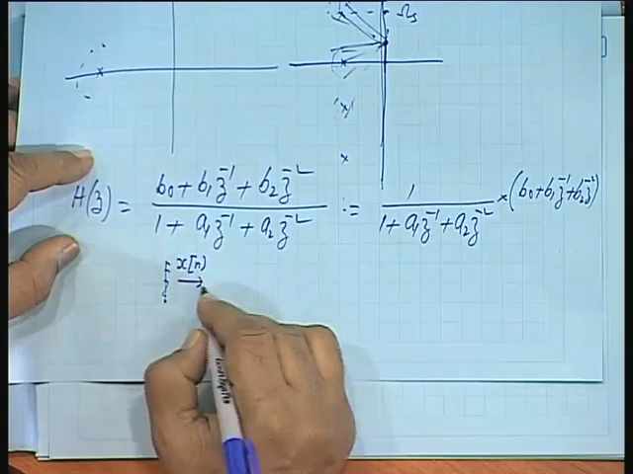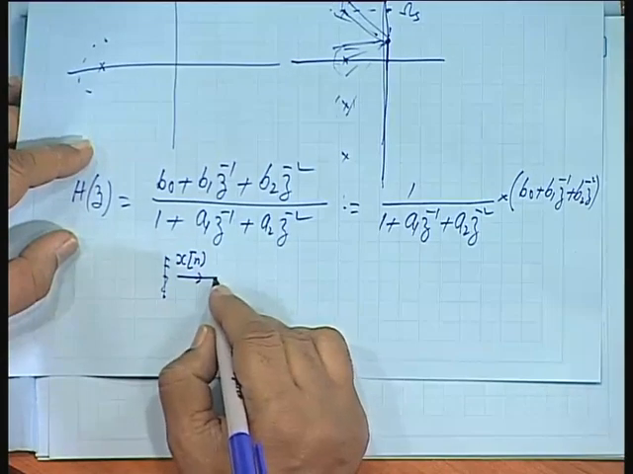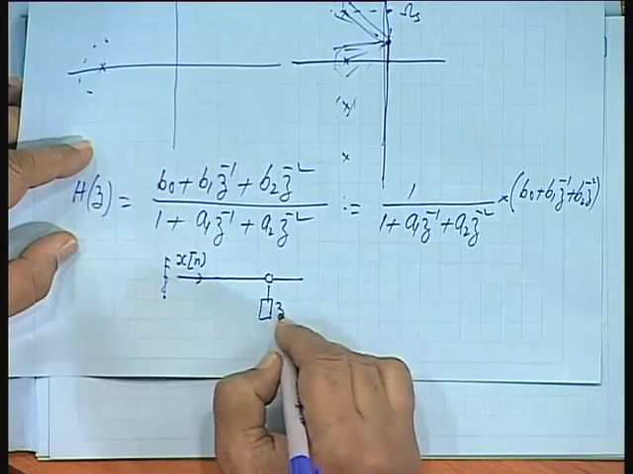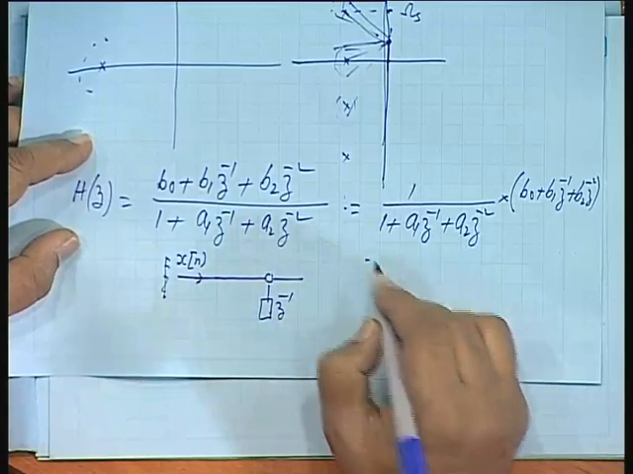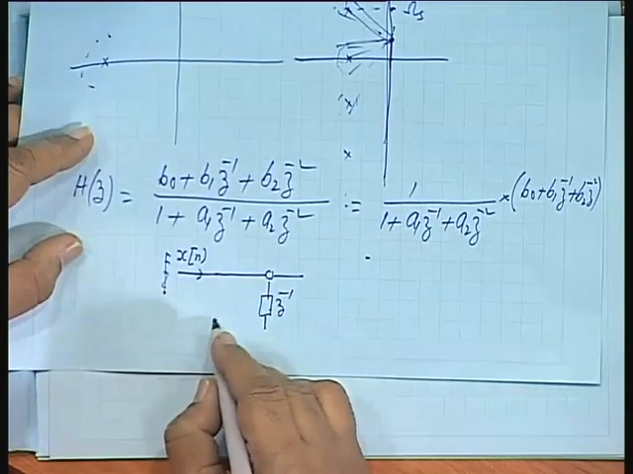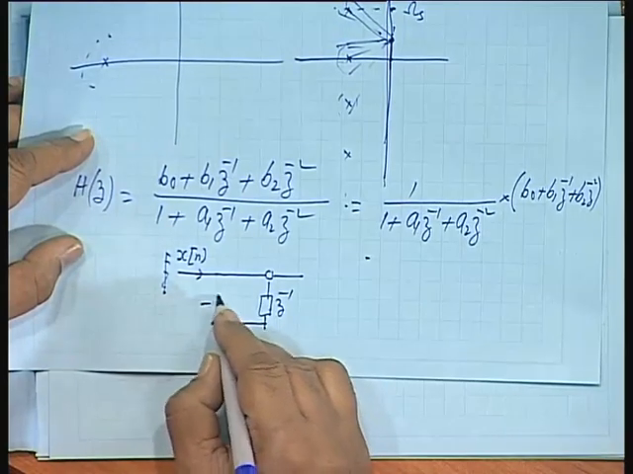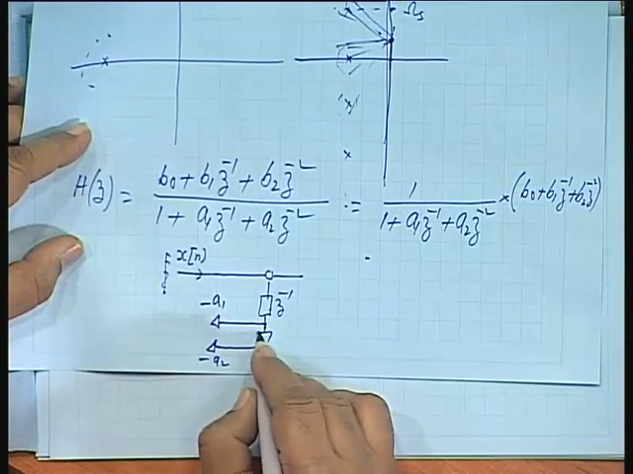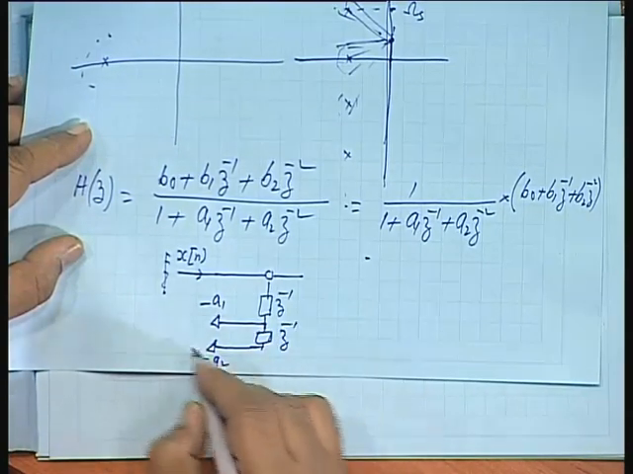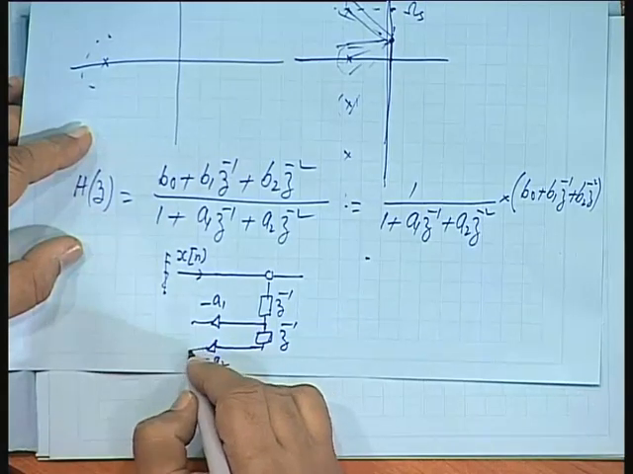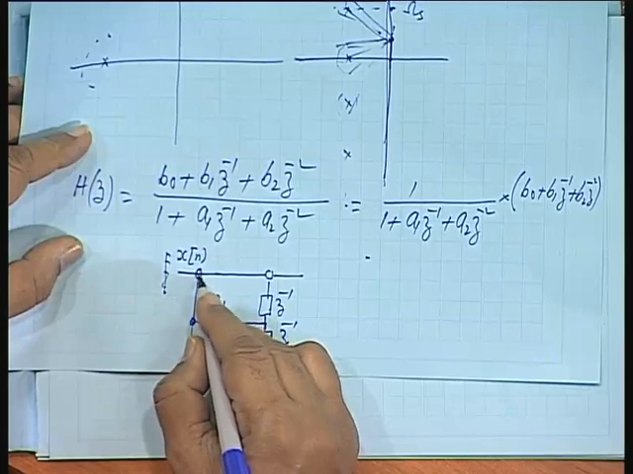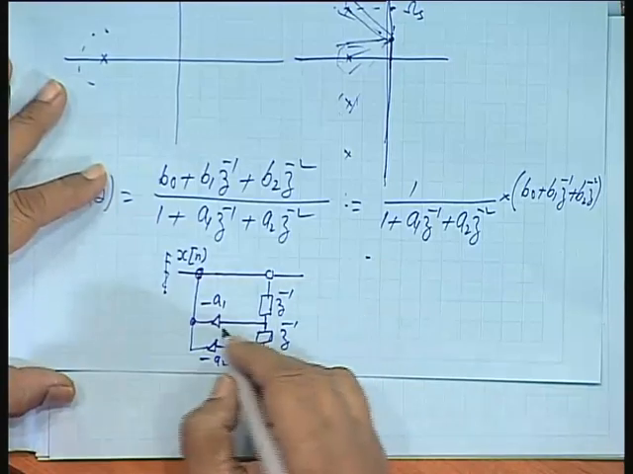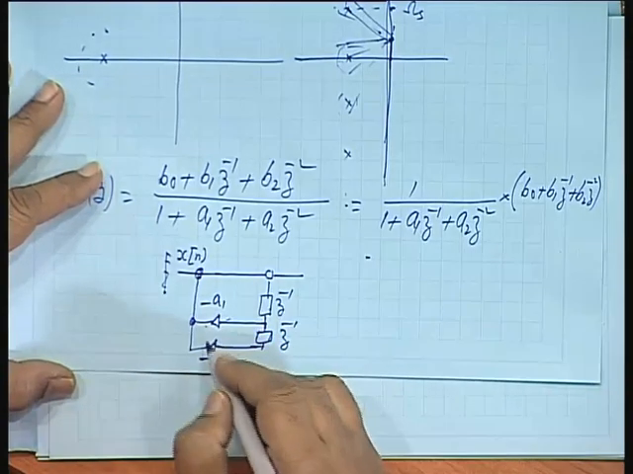Suppose x n is the input, z inverse, then I can have minus a1, similarly minus a2, another delay block z inverse, and they are summated, then again they are summated here. Okay. Now, summation we normally note by a small circle, and even the gain we show by an arrow. Okay.